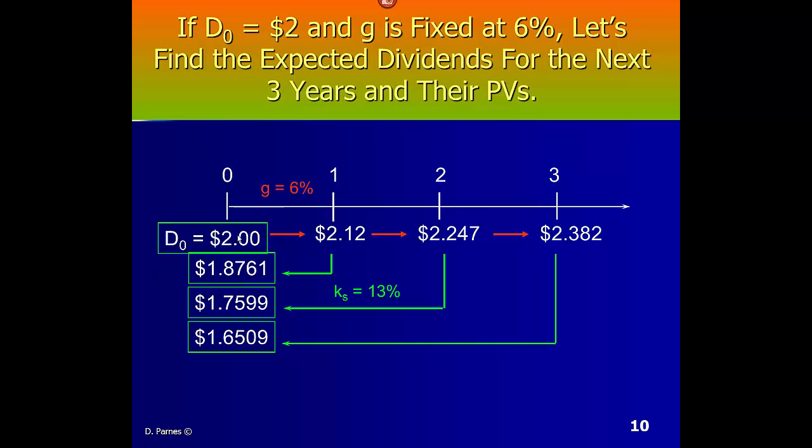Based on the first dividend, in order to understand or predict what will be the next dividend in year number 1, D1, we multiply D0 times 1 plus g. So do $2 times 1.06, you will get D1 equal to 2.12. Take D1 times 1.06, you will get that D2, the dividends in year number 2, will be $2.247. Take D2 times 1.06, 1 plus the growth rate, you will get D3, the dividends in year number 3. Based on that, you receive a dividend in year number 3 of $2.382.